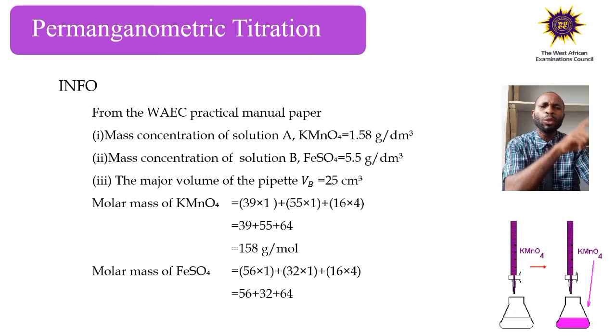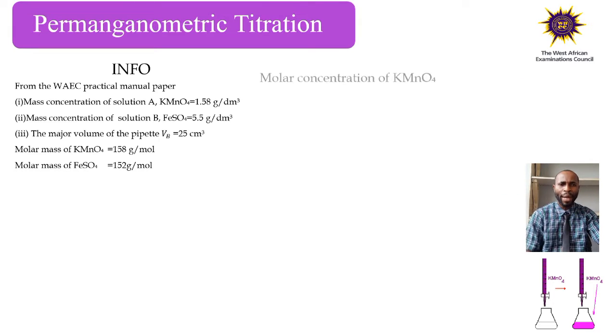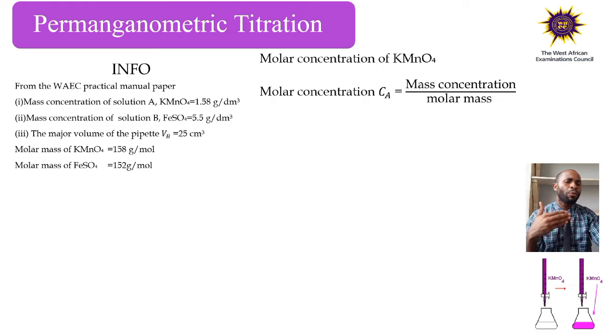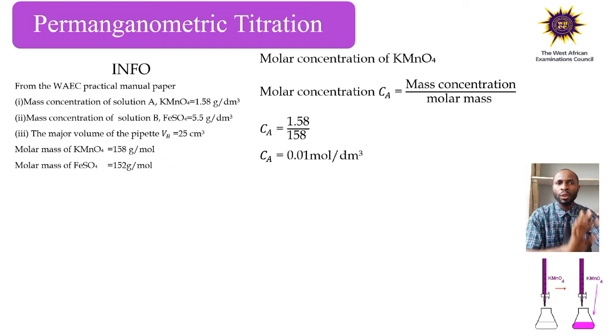If we do the same thing with the iron 2 tetraoxosulfate 6, it is going to give us 152. So we now need to compare the molar concentration of KMnO4. We know that the formula for molar concentration is mass concentration over molar mass. So we insert the values, and it will give us 0.01 mole per dm cube.